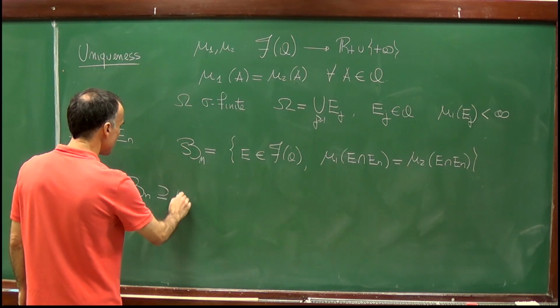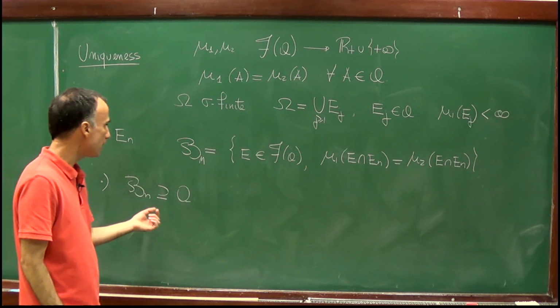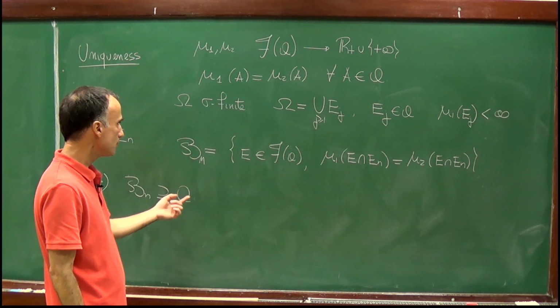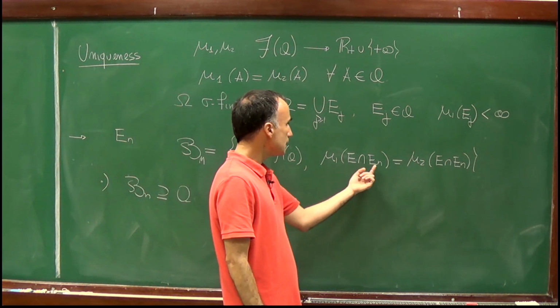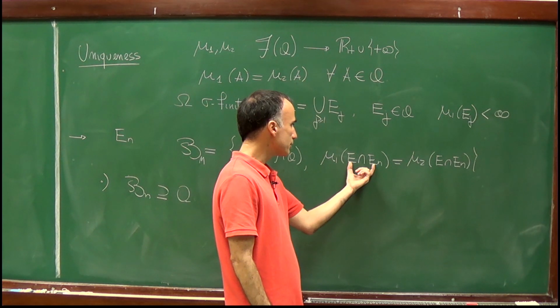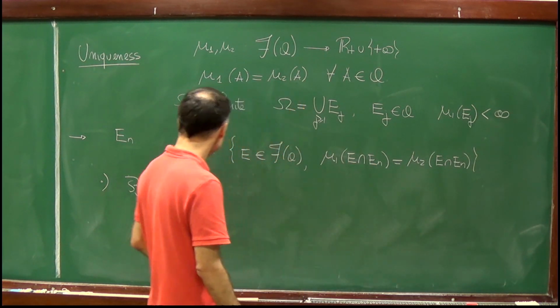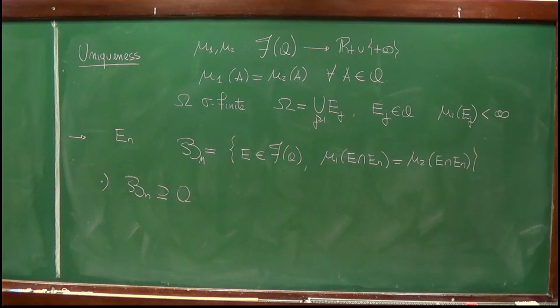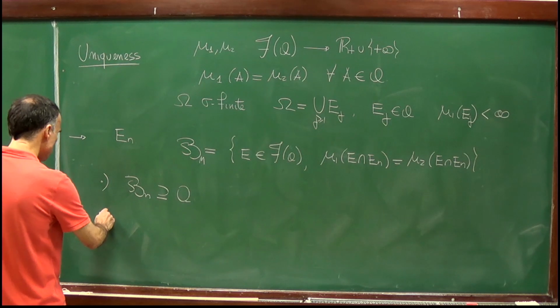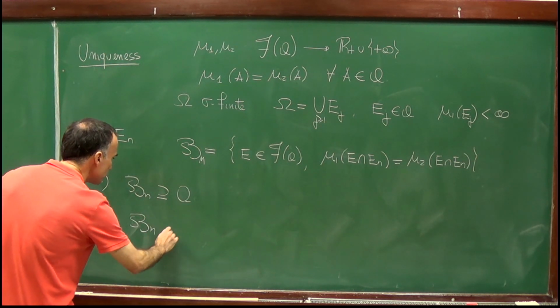contains the algebra A, right? If you take an element of the algebra, let's say that E belongs to the algebra, since En belongs to the algebra, E intersection En belongs to the algebra, and mu1 and mu2 coincide in the algebra. So it's clear that A, the algebra, is contained in Bn. Now, I claim that Bn is a monotone class.